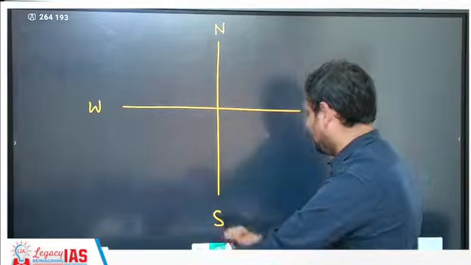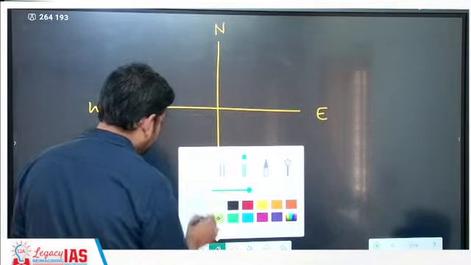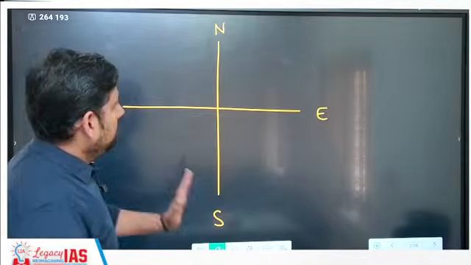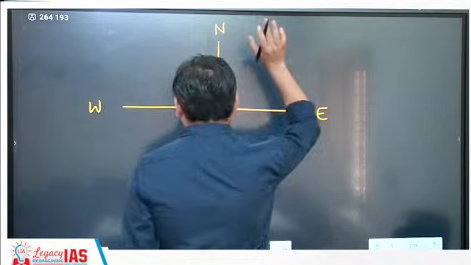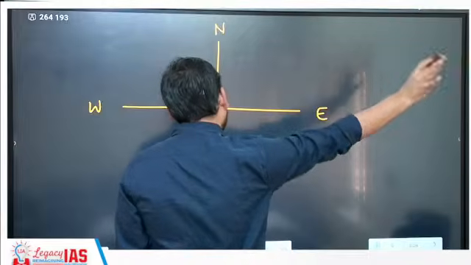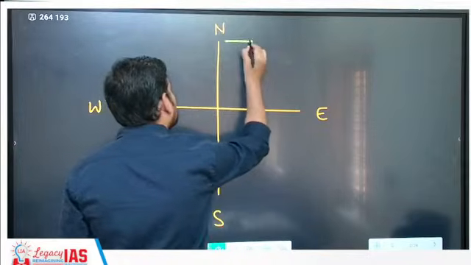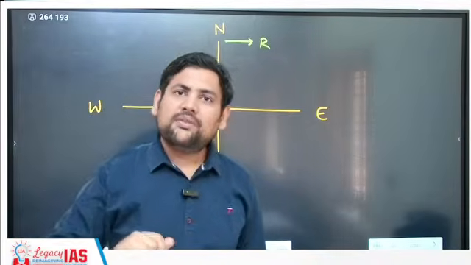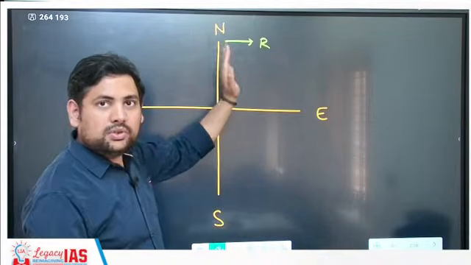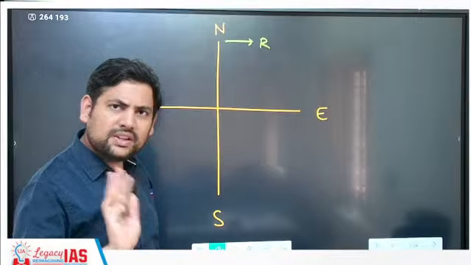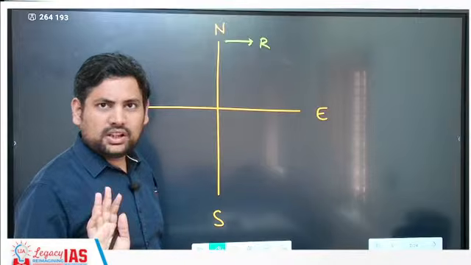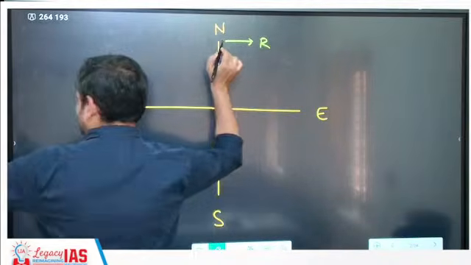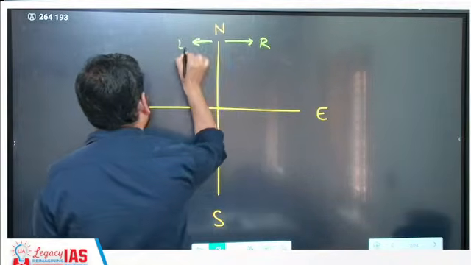Now see, if I am going north, what is my right? My right is very clearly this side. In questions they will say that Ram is moving north, then he moved towards his right. So you always have to consider from the perspective of Ram only. Ram is going north, this is my right, and this becomes my left.